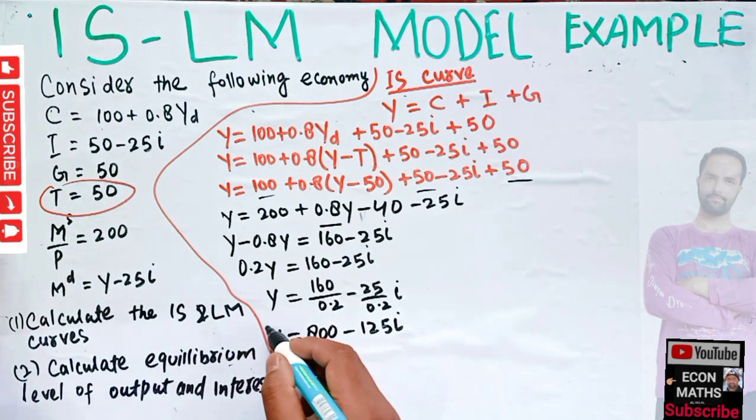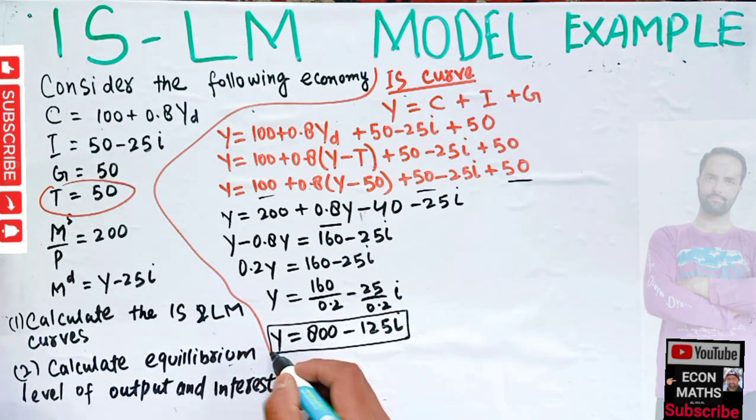This is our IS function. You can call it the IS curve, the investment savings curve. It shows a negative relationship between the rate of interest and the level of income here. Now to calculate the LM curve, let's calculate it here.